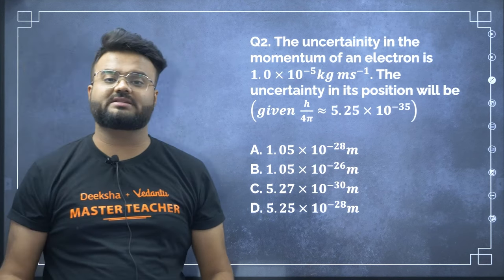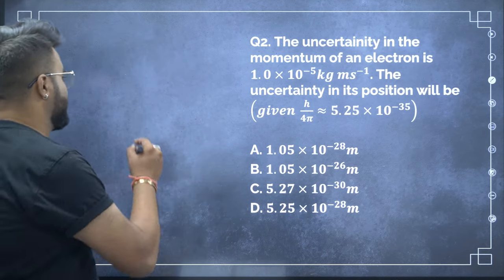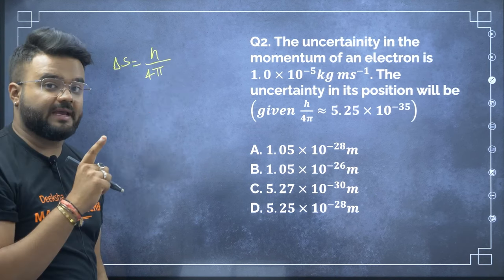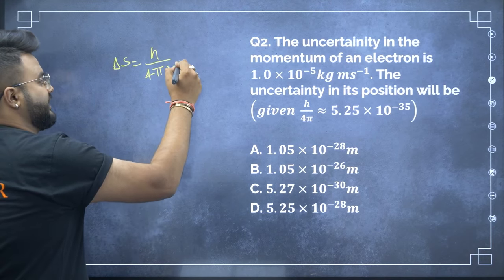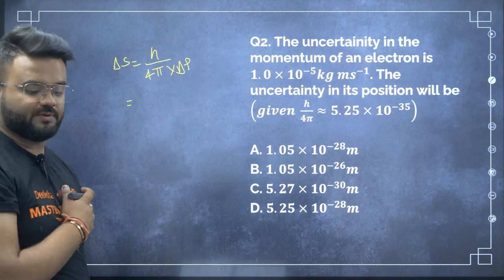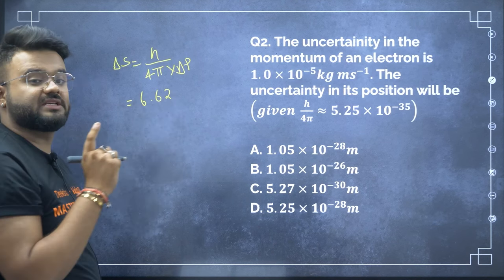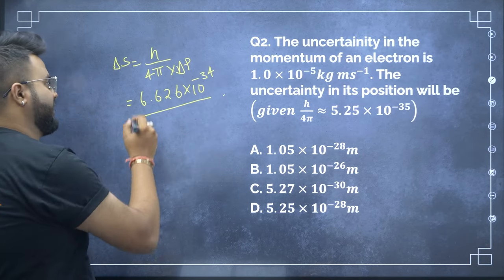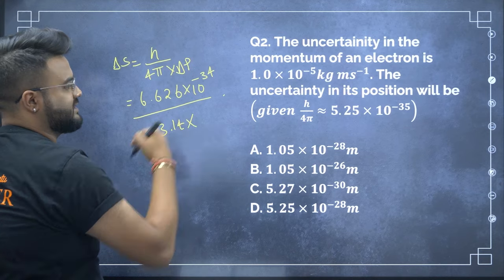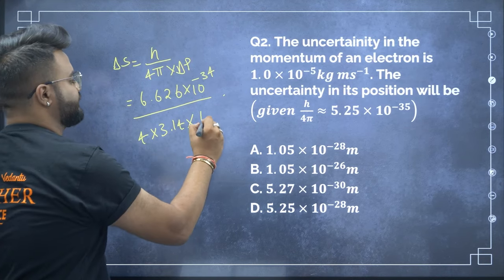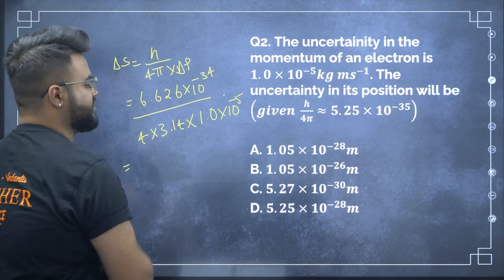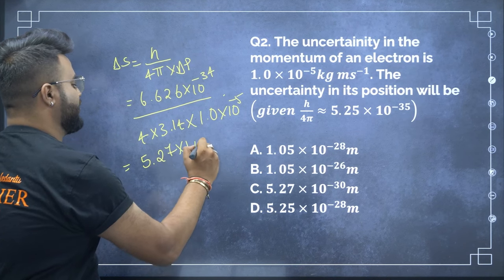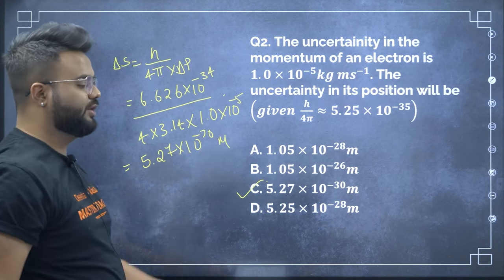So we know what the Heisenberg uncertainty formula is. That is, delta x, the position, is equal to h by 4 pi into delta p. What is h? You know the Planck constant is 6.626 into 10 to the power of minus 34, divided by 4 into 3.14, and delta p is 1 into 10 to the power of minus 5. When you solve this, you will get the correct answer, that is 5.27 into 10 to the power of minus 30 meter. That is option C, your correct answer.